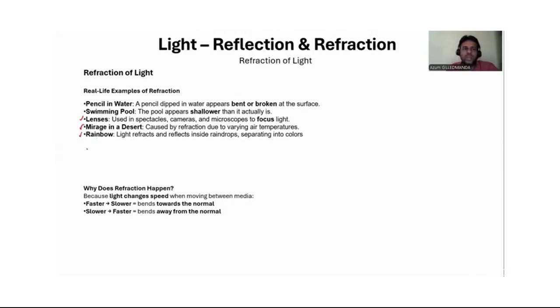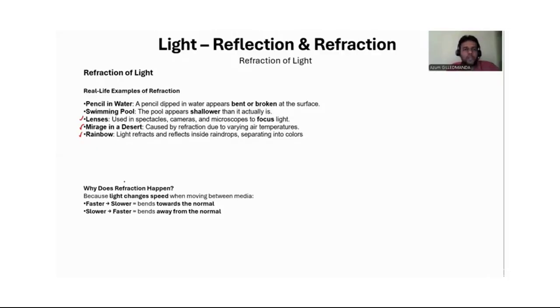And also in the rainy season, we see a rainbow in the sky. The formation of a rainbow is also due to the refraction and scattering of light in the water droplets when rain is coming. So that is also an example of refraction. So these are the real-life examples.